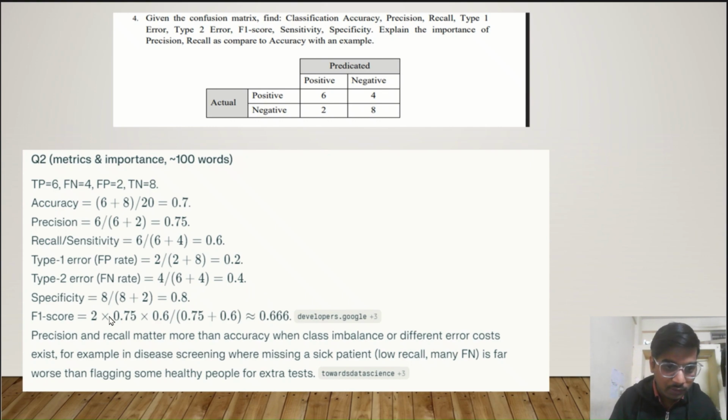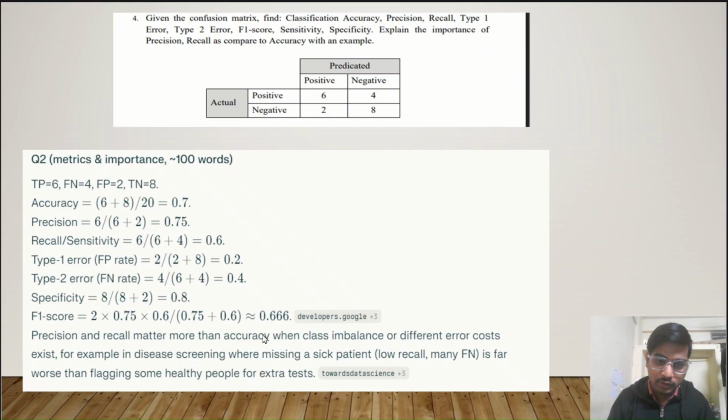Specificity is calculated by using the formula true negative divided by true negative plus false positive. This will give 0.8 as the answer. The F1 score is calculated by 2 times precision times recall divided by precision plus recall, which will give us 0.666 as the answer.